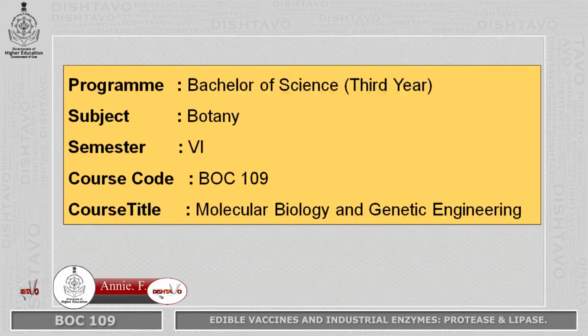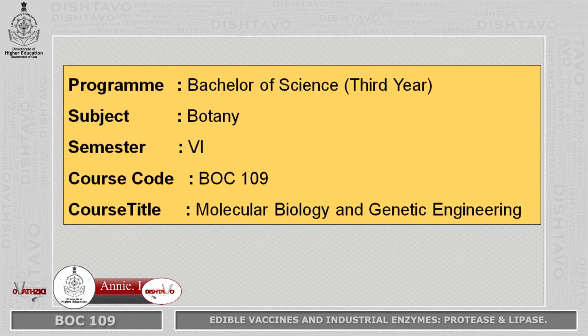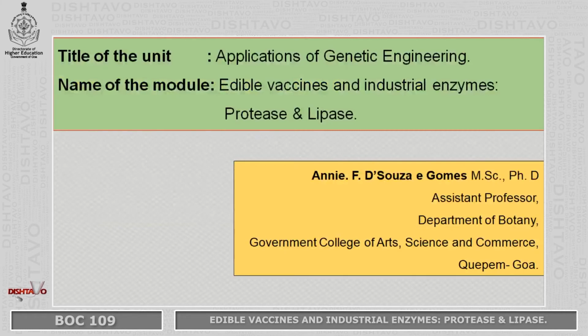I'm dealing with the paper Molecular Biology and Genetic Engineering. Today's unit is Application of Genetic Engineering, and the module name is Edible Vaccines and Industrial Enzymes, that is, proteases and lipases.